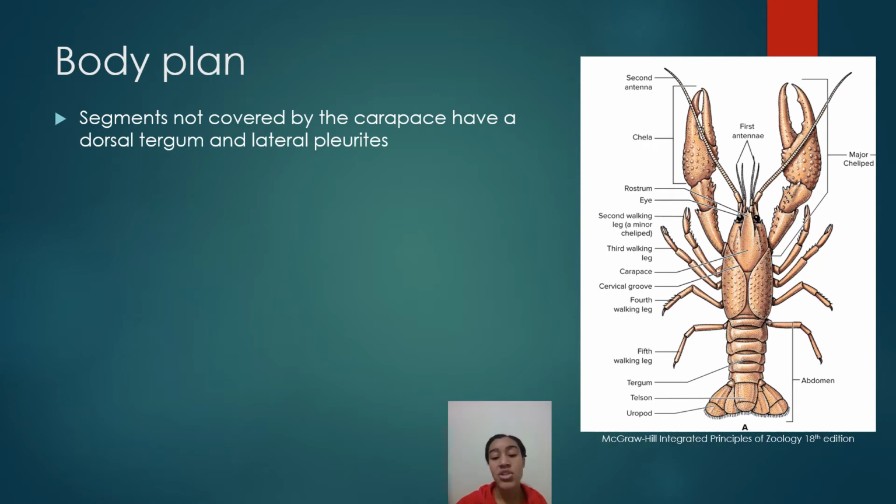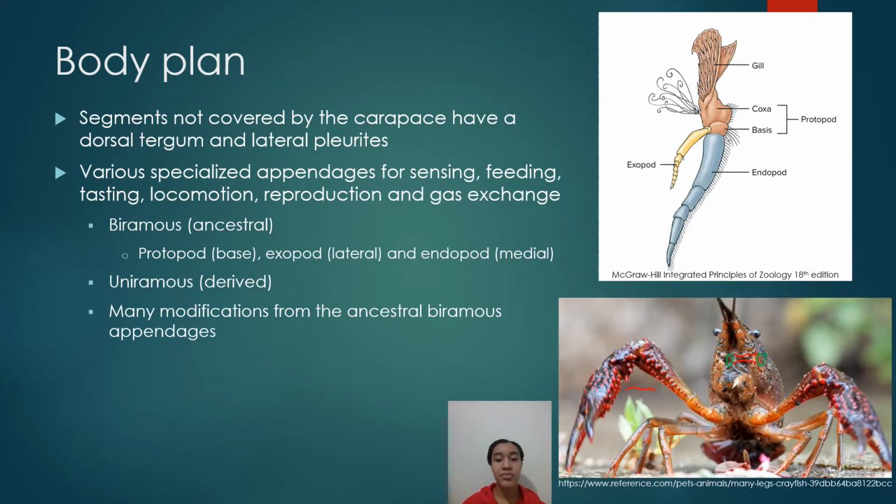In a crayfish, their abdomen is not covered by the cephalothorax, and instead, each segment of their abdomen is covered by something called a tergum, which is a dorsal plate that lies on top of the segment. And then they have these lateral plates called lateral pleurites, which are shown here and here. And that's how they're able to protect each of their abdominal segments.